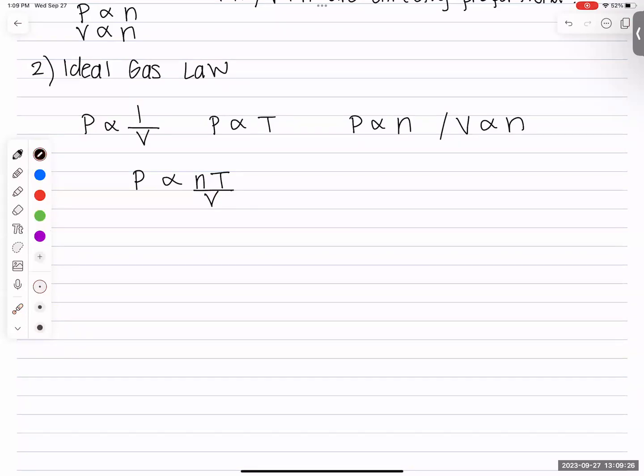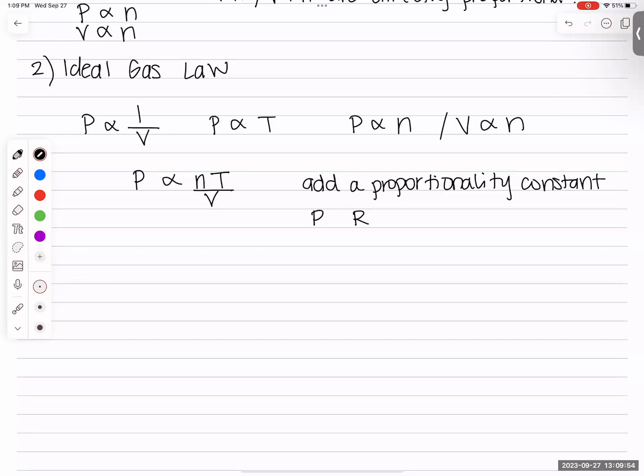Now, when we're doing math, proportionalities are fun to think about, but I can't actually plug in and get any values out with proportionality. So what we do is we add a proportionality constant. Someone did a lot of work to figure out that there's a constant you can add here. If we throw in an R, which we're going to use as our proportionality constant, it makes all of this become equal instead of just proportional to.